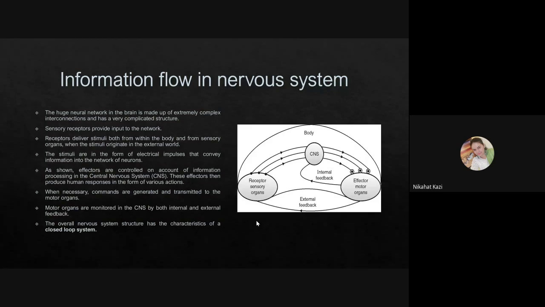So what happens is it receives something via the sensory receptors, then some communication happens, and then some action takes place with the help of the effector. So that is how it works. And there is a certain level of feedback, some internal and external feedback, on the basis of which this action is performed. So this is how information flows in the nervous system.